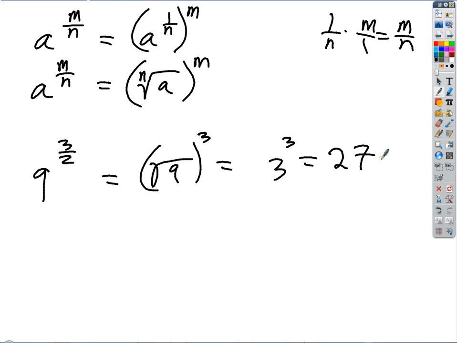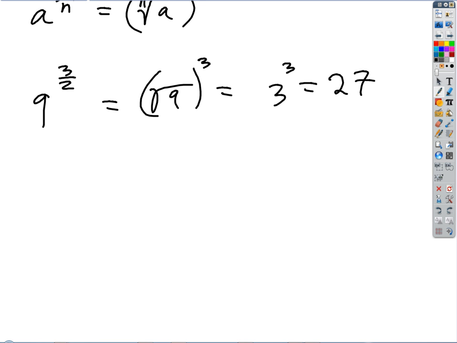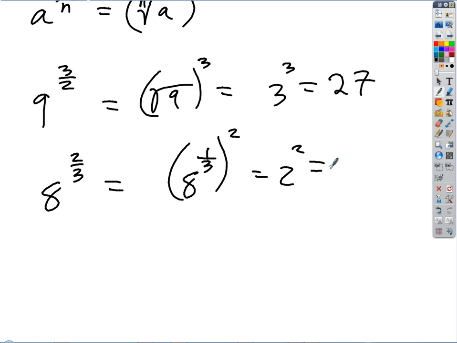Right? Okay, you try one. What is 8 to the 2/3? Now, think about that. What does a 1/3 power mean? Cube root, right? So we want to break this up into a cube root of 8 squared. What's the cube root of 8? What cubed is 8? 2. 2 squared is 4. Right? See how that works?